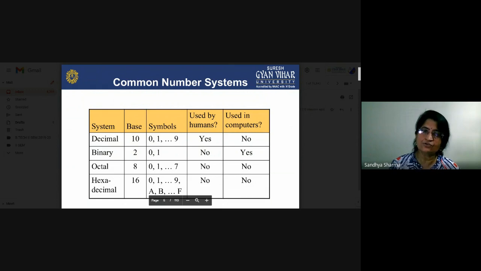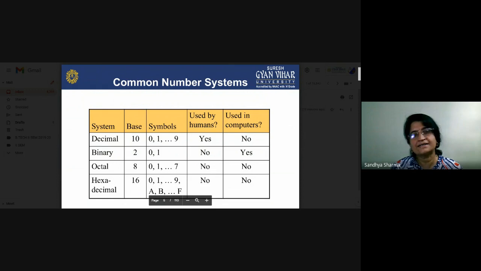Now we will switch to the octal number system. The base of the octal number system is 8 and its symbols are 0 to 7. That means there are 8 symbols in the octal number system, and by combining these 8 symbols we make different octal numbers.